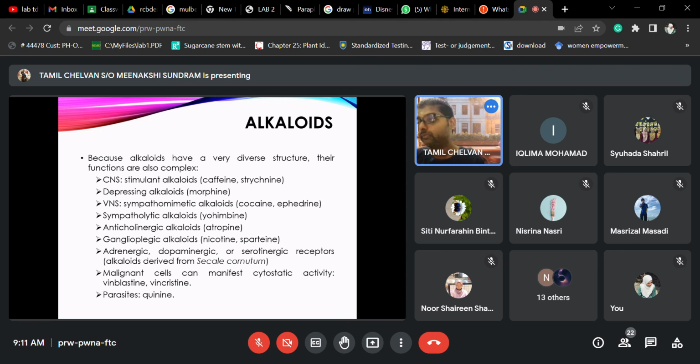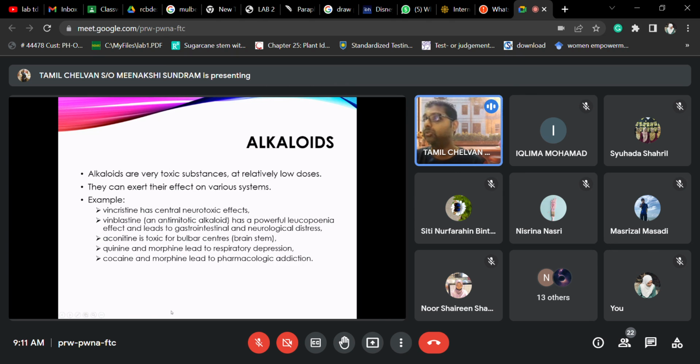Okay, it's a depressing alkaloid. Like morphine is a depressing alkaloid. It will make you depressed. Okay, but morphine is also a very good painkiller they give to cancer patients. ANS, sympathomimetic alkaloids, cocaine and epinephrine, sympatholytic alkaloids, yohimbine, anticholinergic alkaloids, atropine, okay, ganglioplegic alkaloids, nicotine, sparteine, adrenergic, dopaminergic or serotonergic receptors, okay. Malignant cells can manifest cytotoxic activity, vinblastine and vincristine. And parasites are quinine, okay, against parasites, okay. Just go through that, only that.